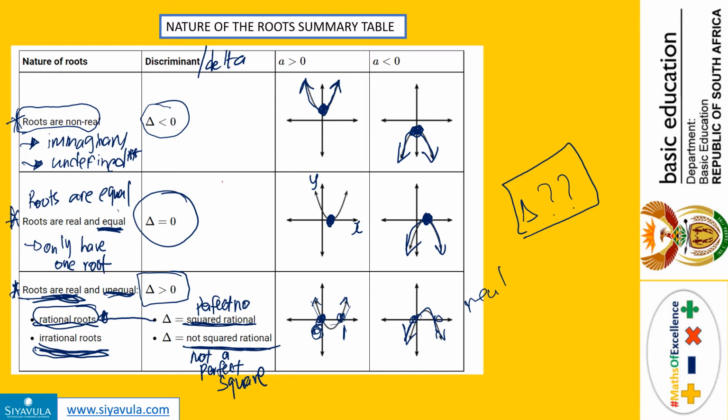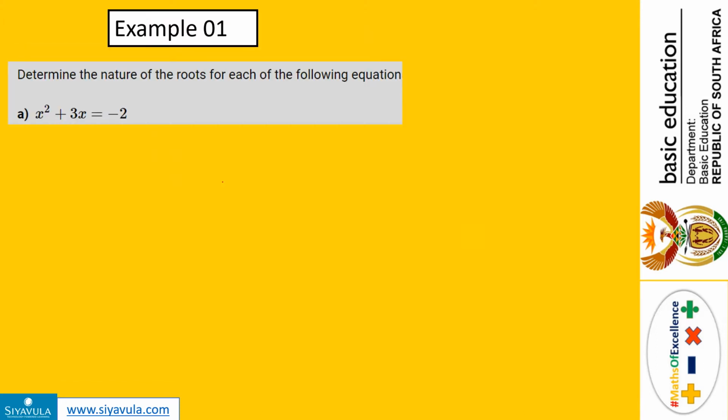Okay, so let's really quickly look at different examples in order to help you understand this. Grade 12s and grade 11s, let us look at example number 1. It says determine the nature of the roots of each of the following equations. It's only one equation, so I'll just use one equation in this example. You're given x squared plus 3x is equal to minus 2, and they want to know the nature of the roots of this equation.